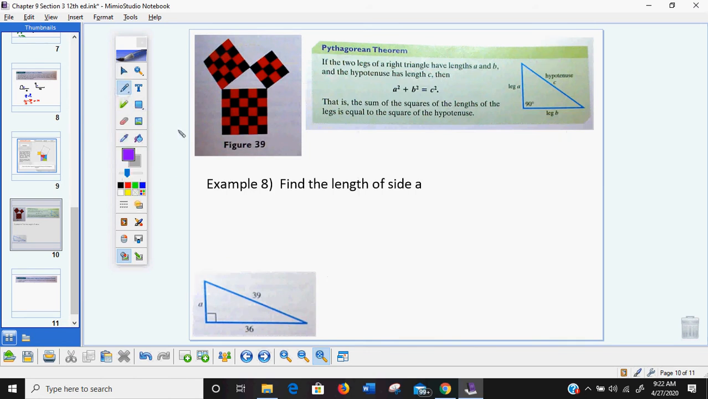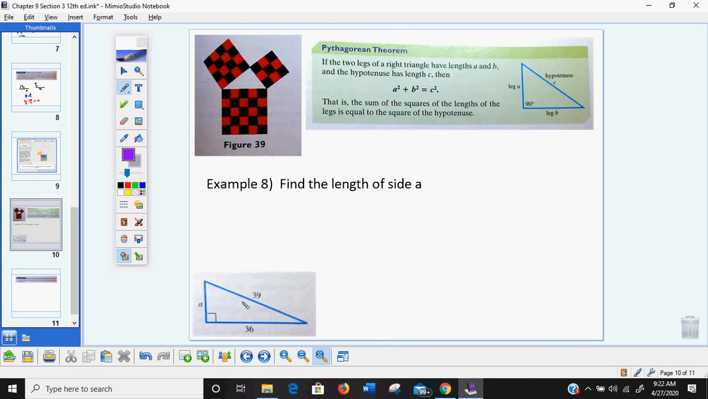Okay, so here's another example of that. The key thing to remember, C has to be your hypotenuse. It's your longest side. It's across from the 90-degree angle. It doesn't matter if you mix up A and B, but C has to be the hypotenuse. So let's look at this. It says find the length of side A.